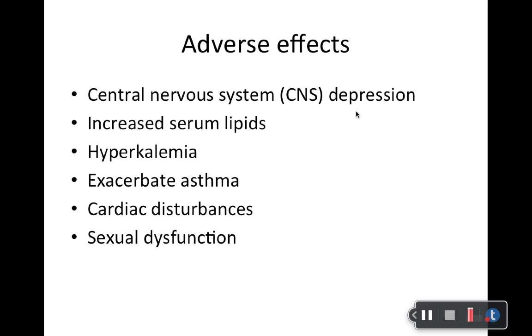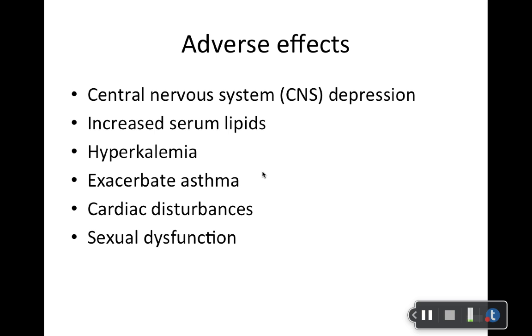Adverse effects. So I spent a little time with the depression. Notice central nervous system and specifically depression, right? So these are the beta blockers we're still talking about, right? So again, what are the implications? Maybe not a great choice for a person who has depression or anxiety, maybe, I don't know. Increased serum lipids, so there's cholesterol implications there. Hyperkalemia, which is interesting, but exacerbate asthma.